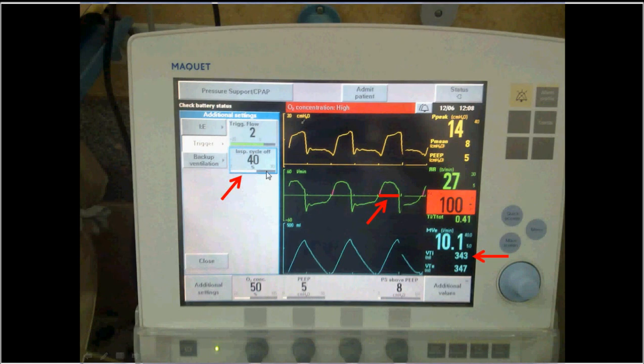So this is the effect of increasing this value. It means that you are closing here, at 20, 30, 40. That's it. So they are decreasing the inspiratory time, and accordingly decreasing the tidal volume. You should take care of this point.